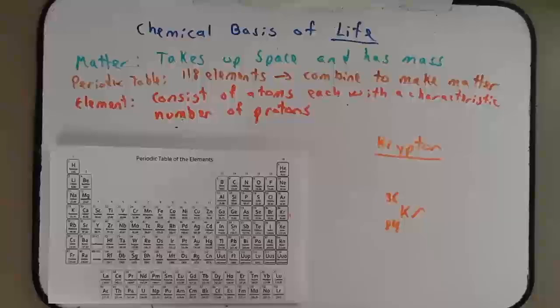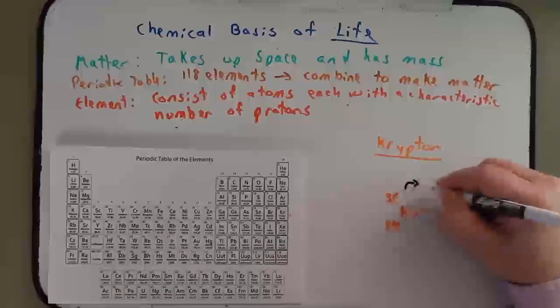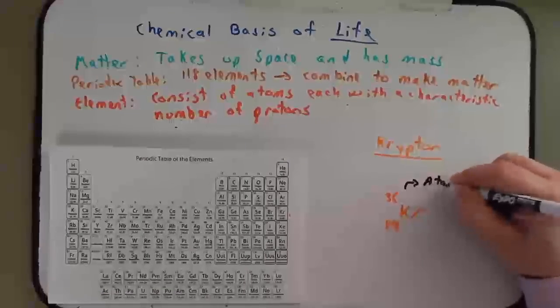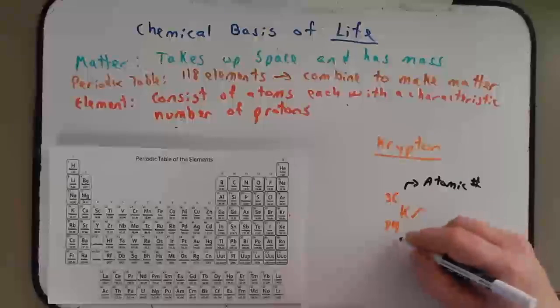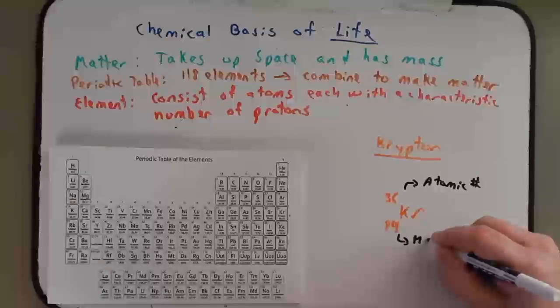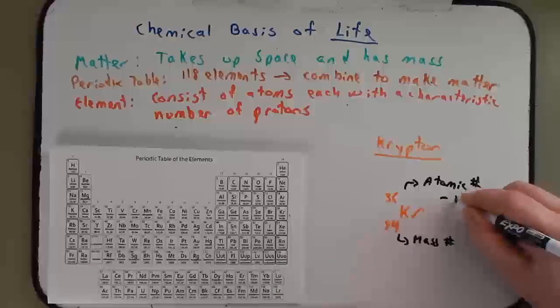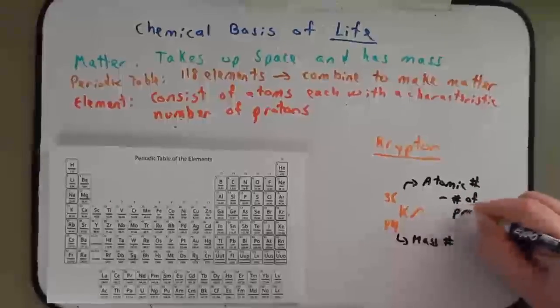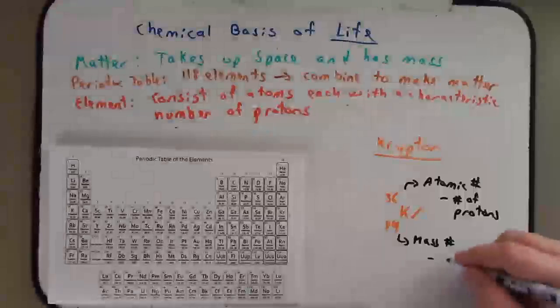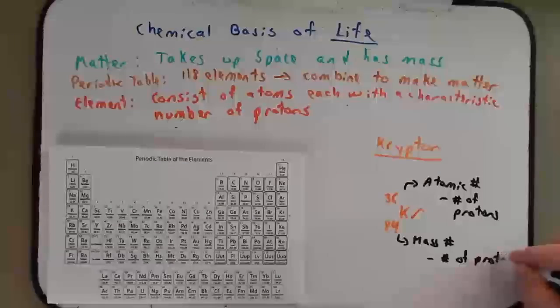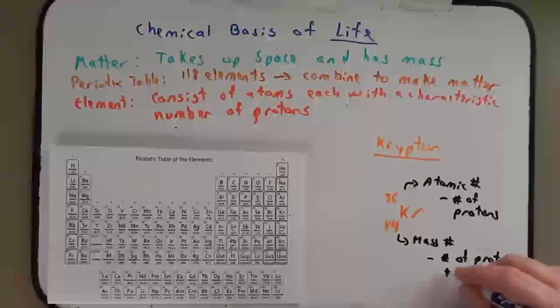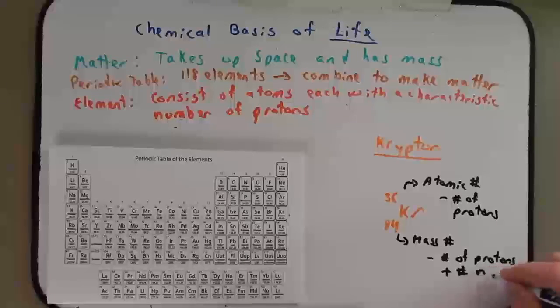This number on top is the atomic number. This number on the bottom is the mass number. The atomic number represents the number of protons. The mass number is the number of protons plus the number of neutrons.